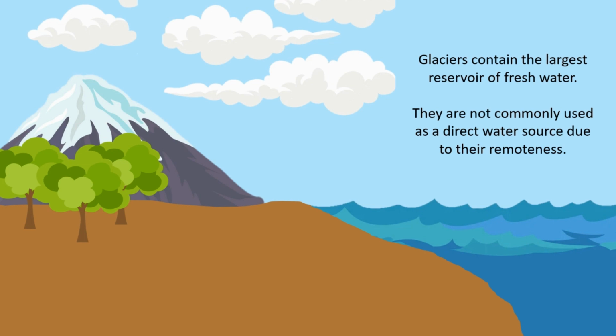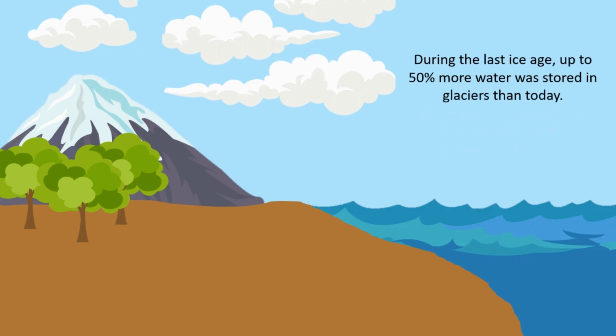They're just not commonly used as a direct water source because they tend to be remote, far away from human settlement, and of course they're solid, not liquid. But the huge amounts of water that they store means that changes in glaciers and ice caps that occur as a result of climate shifts can have some significant consequences for the state of water on Earth.